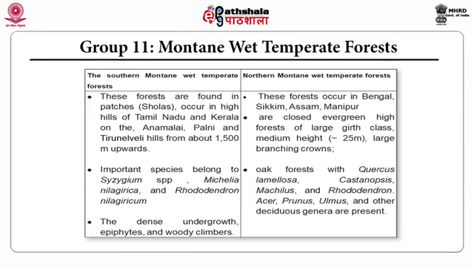We now discuss the northern mountain wet temperate forests. These northern wet temperate forests occur in Bengal, Sikkim, Assam, Manipur and are closed evergreen high forests of large girth classes, medium height, large branching crowns. The oak forests are a characteristic of these northern wet temperate forests.